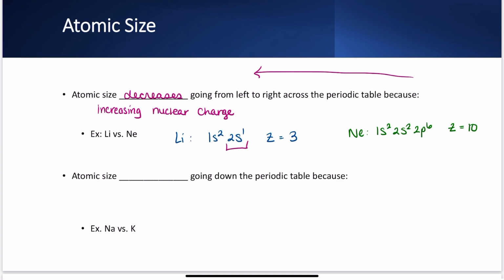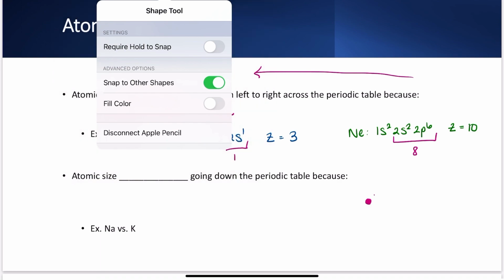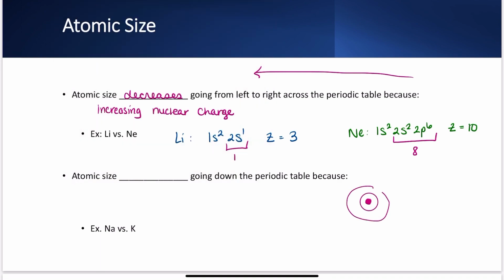Now, lithium has 1 electron in its second energy shell. Neon has 8 electrons in its second energy shell. So they're both filled to the second energy shell. What I mean by that is if we think about it in the Bohr model, lithium has 2 electrons in the first shell, 1 electron in the second shell. It's got 3 protons in the center here that are pulling on those electrons.